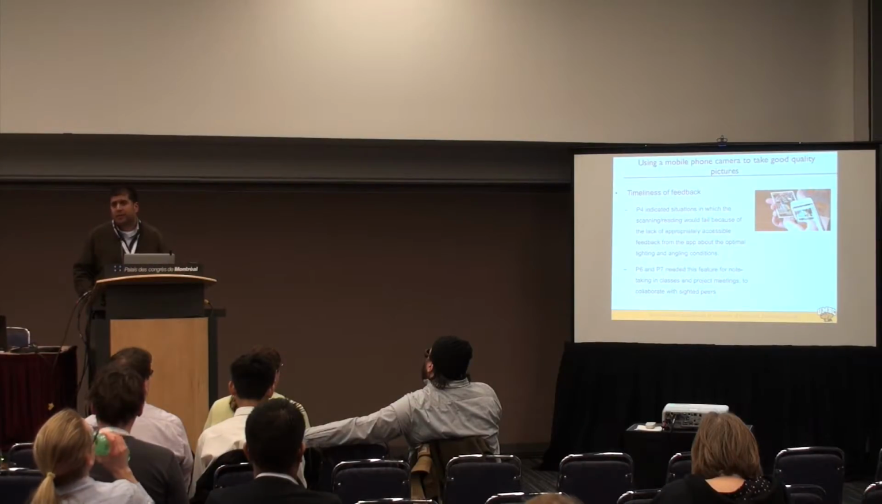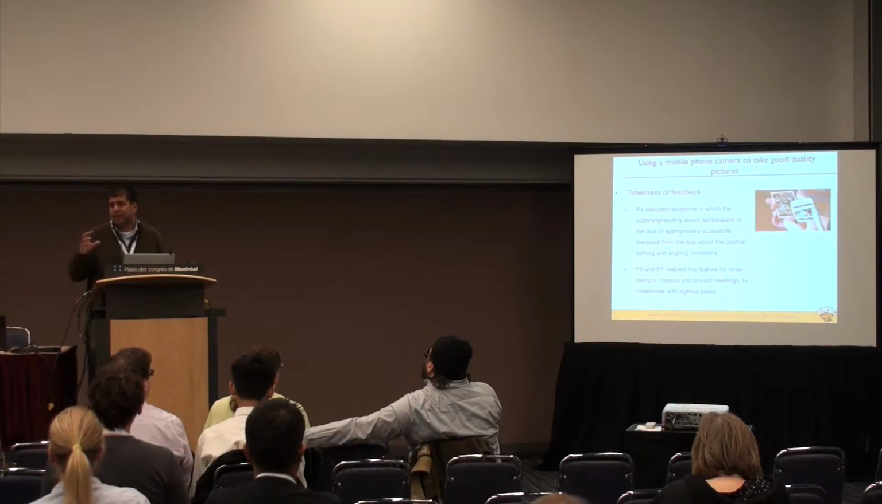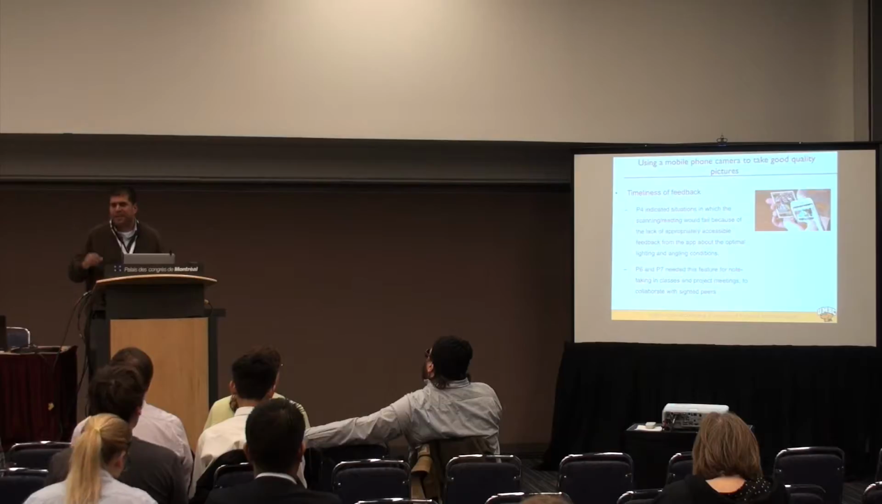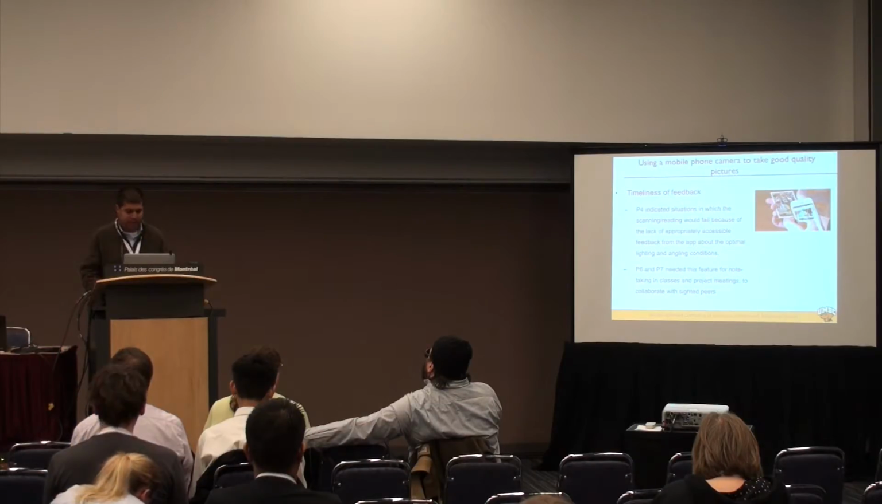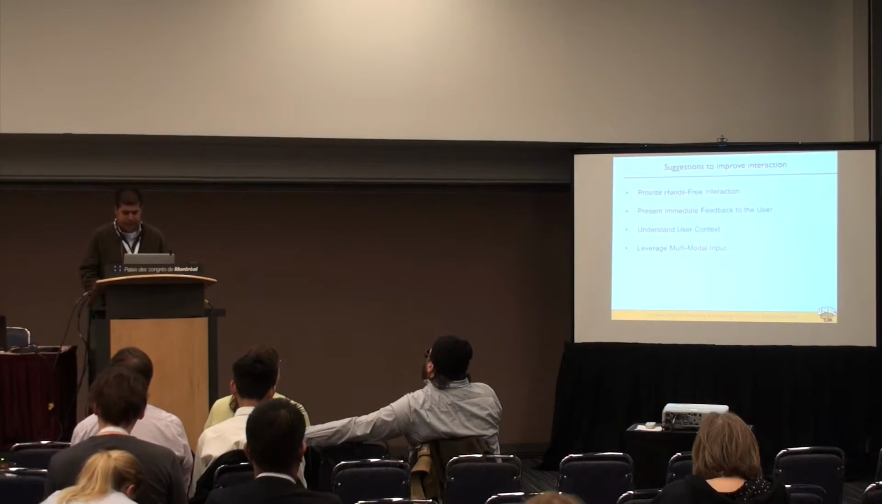So for example, the user may take a photograph only to find out once they've taken the photograph that the levels of lighting or the angle was inappropriate, and computer vision might not be able to understand what exactly the image is, or a third party may not be able to understand what the image is, and that was considered to be a bit of a challenge.